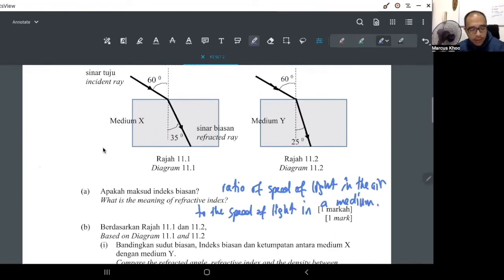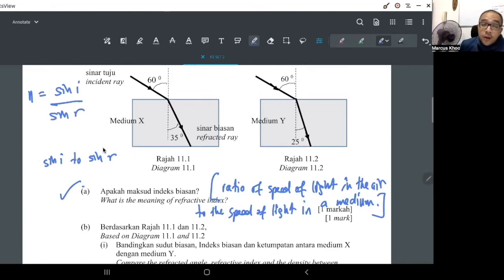I think I remember telling ST that you can also say that the refractive index is the ratio of sine i to sine r. This is the textbook definition. But I would say this is also a possible answer. You can say the ratio of sine i to sine r because the formula is n equals sine i over sine r, which is a ratio. Okay, the ratio of sine i to sine r is the refractive index.